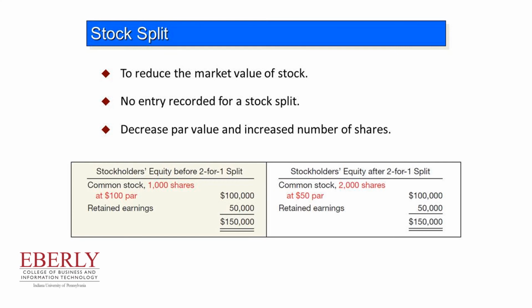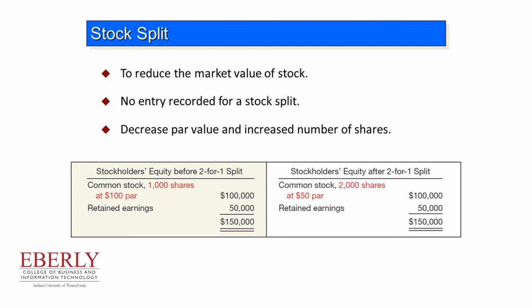So before the split, common stock, they had 1,000 shares of $100 par value, which is $100,000, and they had retained earnings of $50,000 for a total stockholders equity of $150,000. Then they do a 2-for-1 split. So after the 2-for-1 split, now we have 2,000 shares outstanding. However, the par value per share has now dropped from $100 per share to $50 per share.